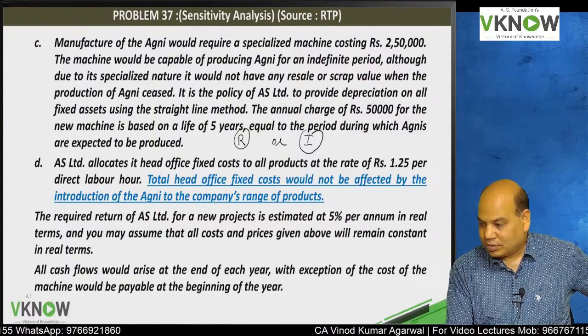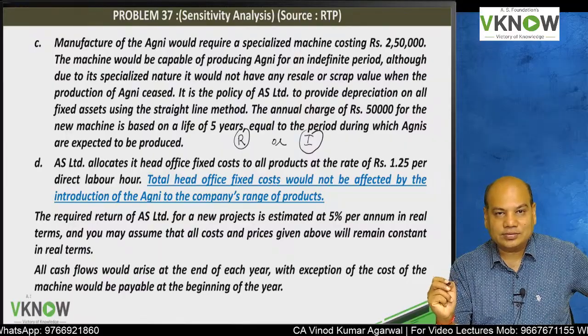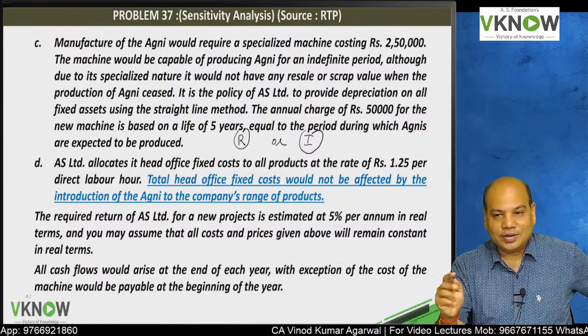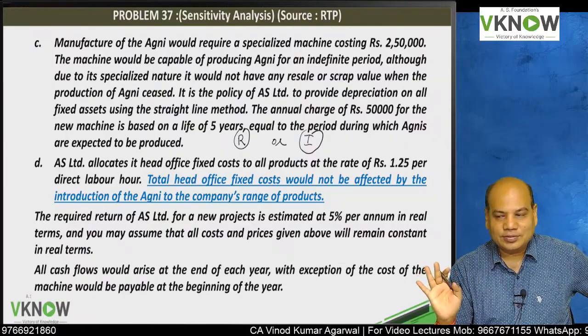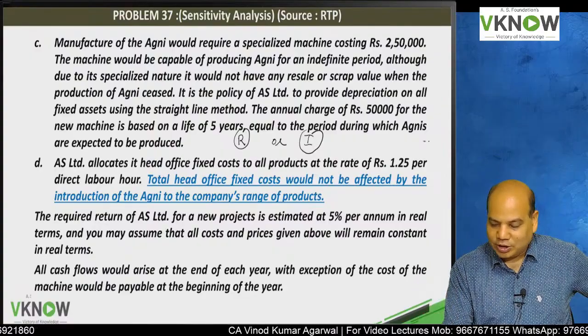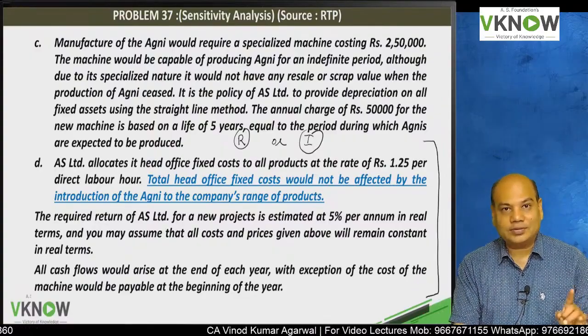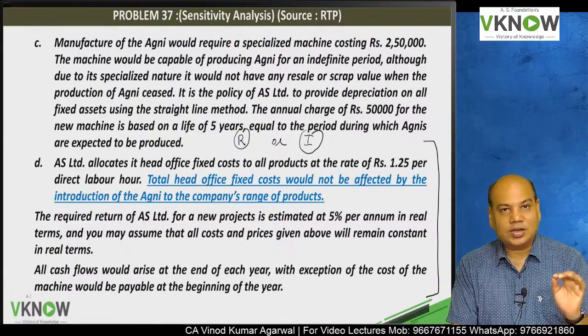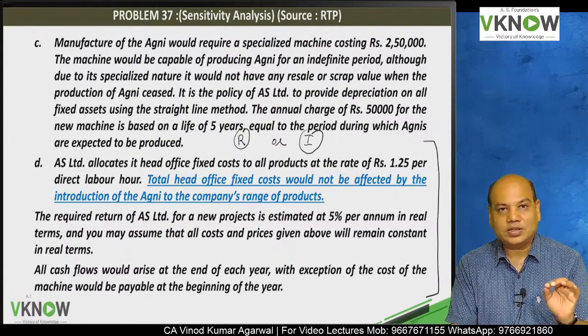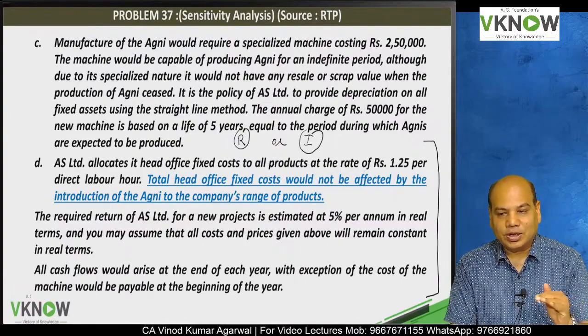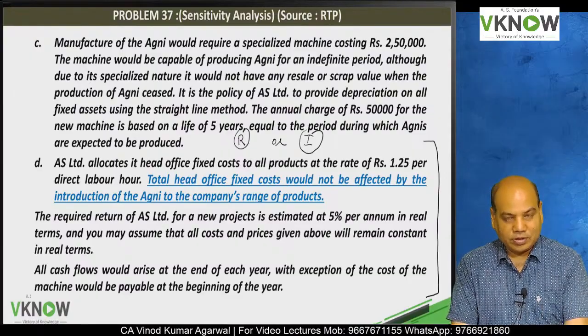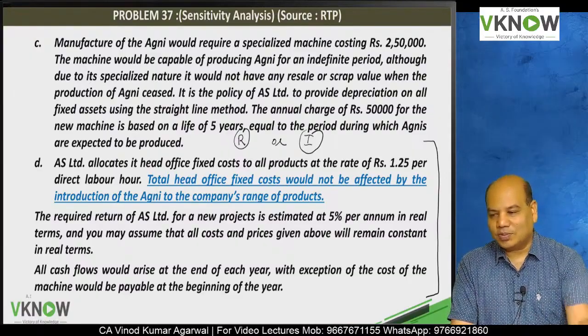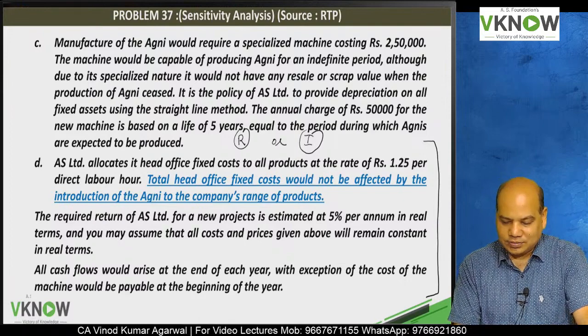Wait. If there is taxation, it is relevant. If there is no taxation, it is not relevant. So I need to read the problem till the end, because depreciation is relevant only if there is taxation. It helps you to save tax. No tax, no depreciation required in our discussion.